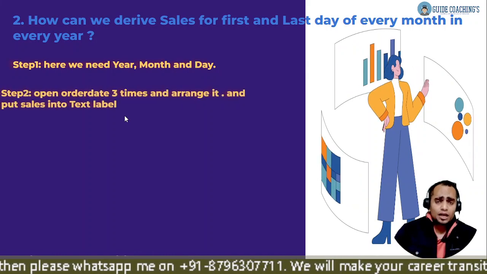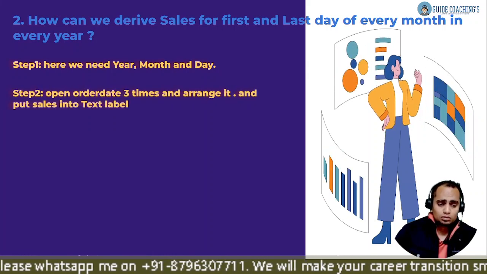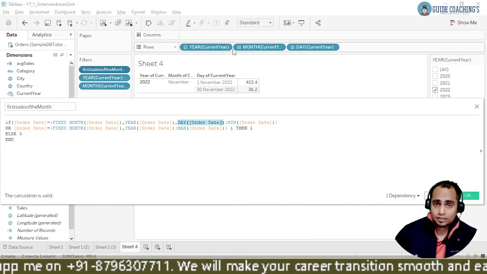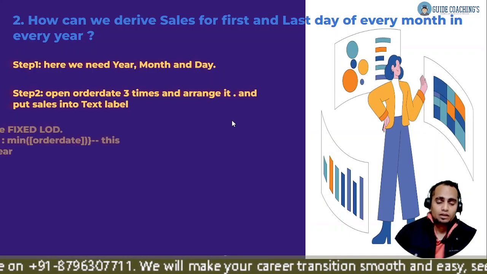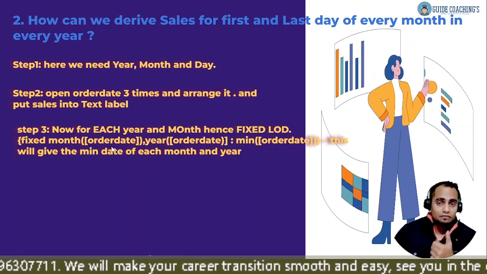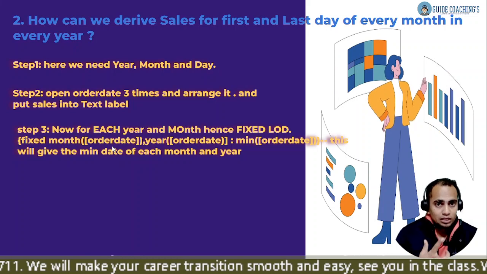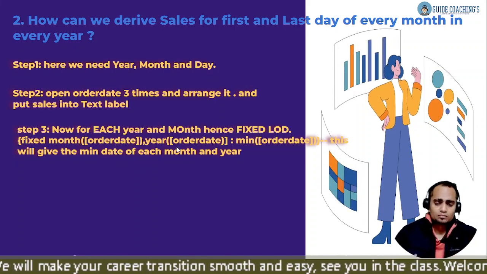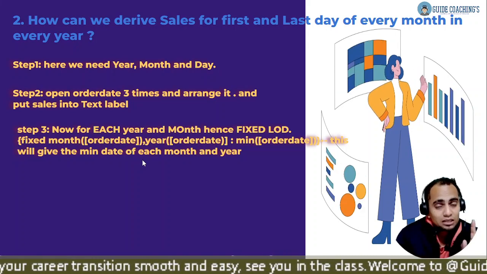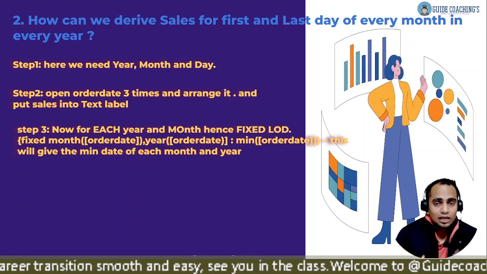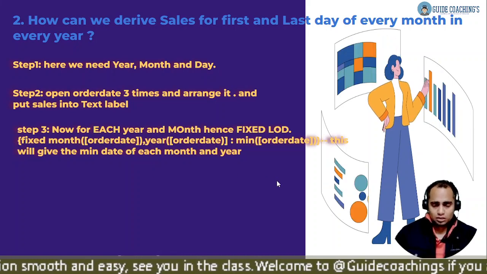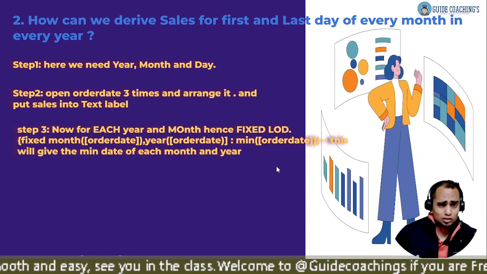Now step 2, in order to do it three times, we have added the current year sales, and then we have expanded it. Then in the third step, what we did is, we created a fixed type of LOD for year and month, where we check for the minimum date, that is the first month's first day sales, and the maximum is nothing but the last sales of that particular month. So we will write the same logic for the first day and the last day of the month.